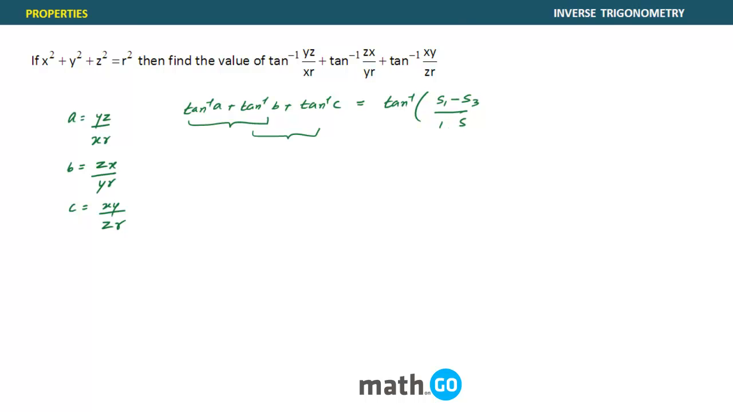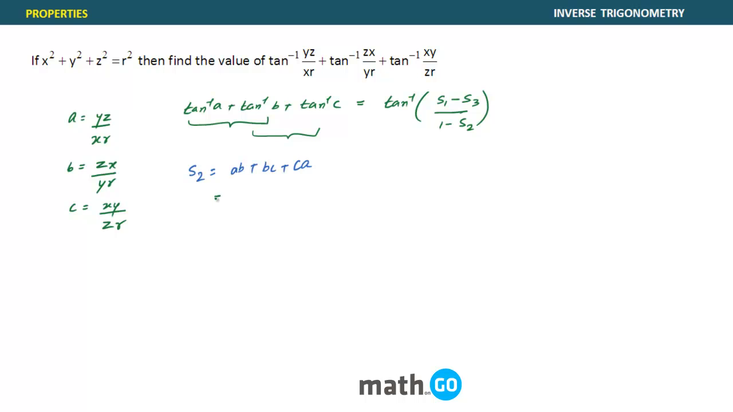1 minus S2. This is the formula because there are only 3 terms. Why I am doing this is, okay, let's do one thing. Whenever you find these kind of problems, first of all, the target should be to find S2 or the denominator, whatever is there in the denominator. So S2 is nothing but AB plus BC plus CA, right? This is the value of S2.